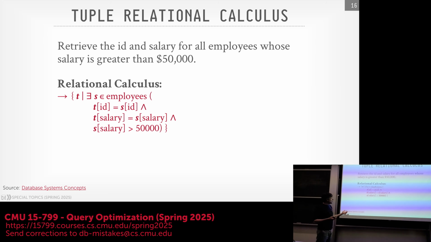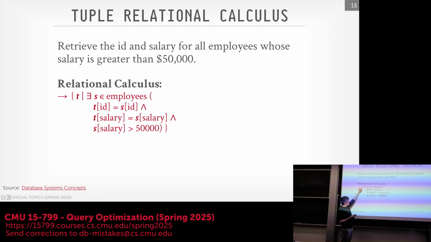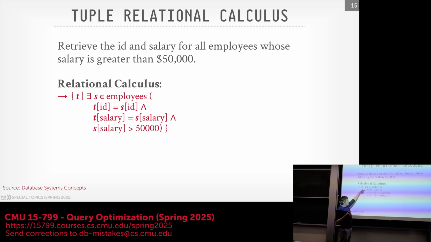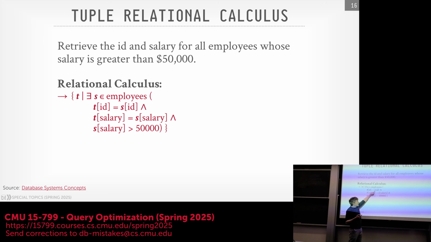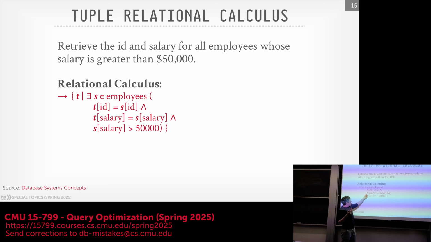So the way you write this in relational calculus is, here's my tuple T that's going to be part of my output, and you have the exists. So there exists a tuple S in some employee's relation, and I'm then defining the attributes that I care about that I want to populate in T. So there's an ID attribute in T, and it comes from S's ID attribute. Likewise, there's a salary attribute in tuple T, and it's going to come from the salary attribute.